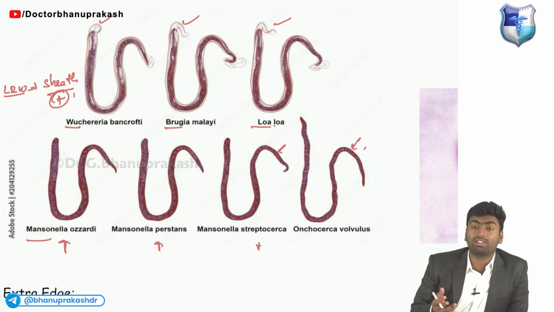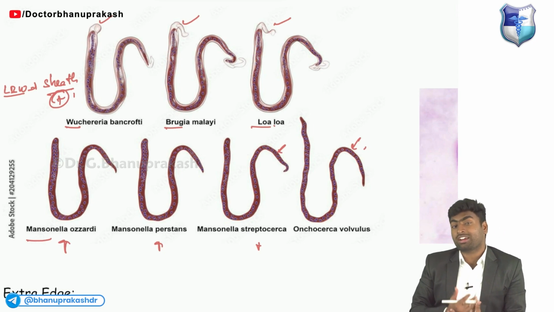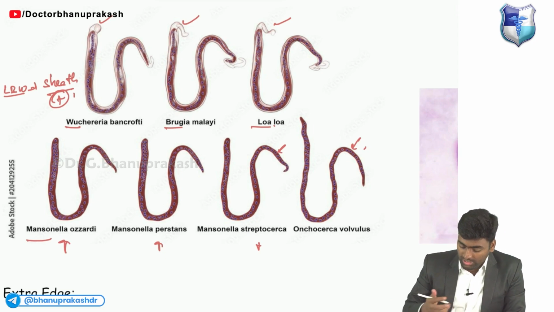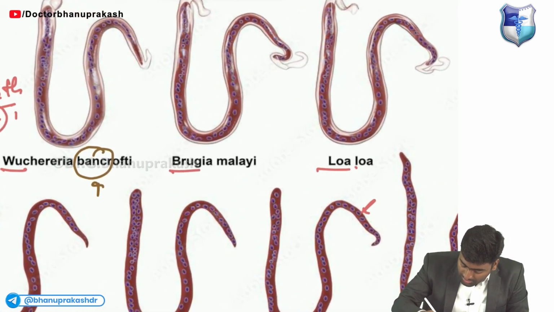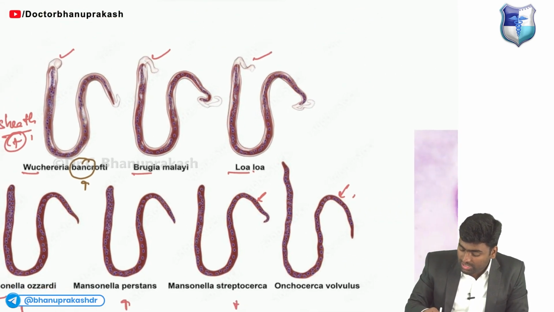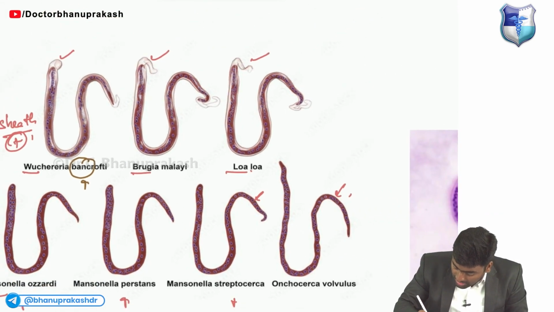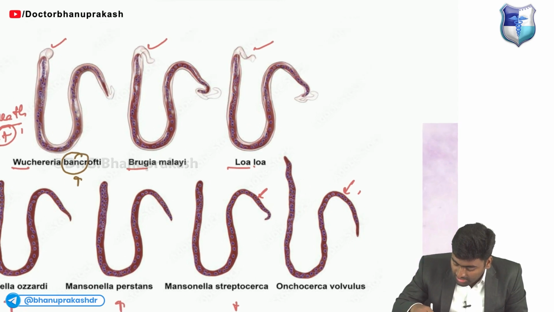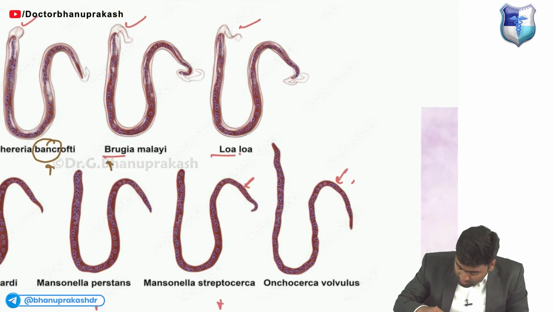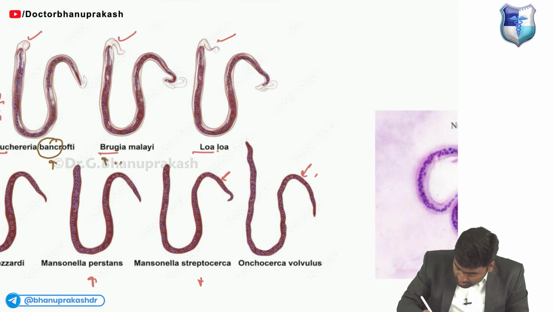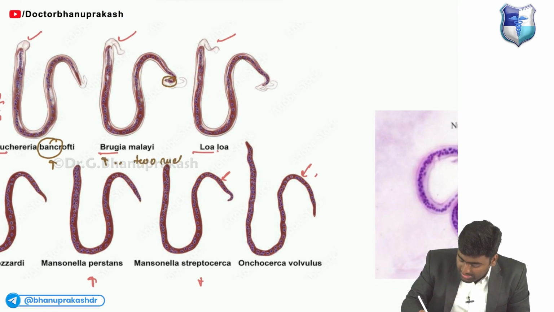Now they will ask you which of the following organisms this is based on the nuclei count. If you see there is no nuclei, it is Wuchereria bancrofti. Then if you see this one, Brugia malayi, B for B, it will have 2 nuclei at the tip. So if it is 2 nuclei at the tip, it is Brugia malayi.